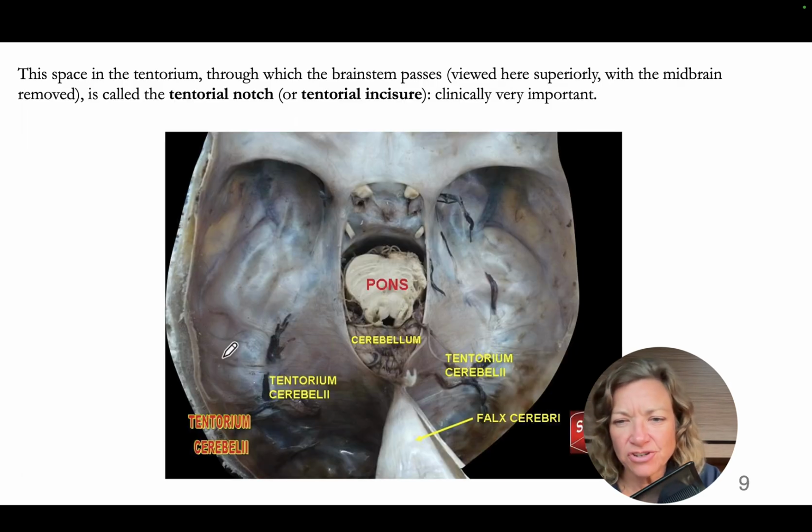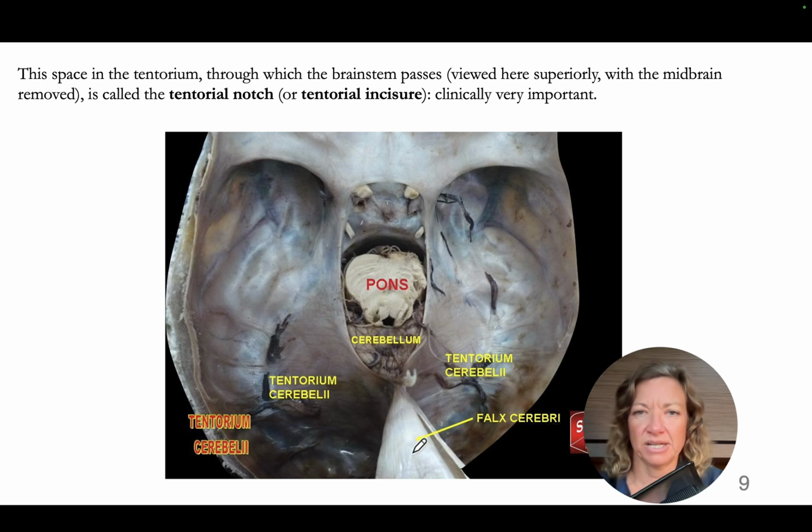Now, in addition to that space underneath the falx cerebri, there's another clinical space associated with the cranial meninges that's really important. And this is the space in the middle of the tentorium cerebelli through which the brainstem passes. So here we're looking down on the whole thing. We're in a superior view. The falx cerebri has been reflected again posteriorly out of the way, and you're looking down on the pons because the midbrain in this dissection has been removed. You can see a bit of the cerebellum at the back, the wrinkled surface of the cerebellum, and it's this space in the tentorium cerebelli that's called the tentorial notch or the tentorial incisure, and it's clinically important.